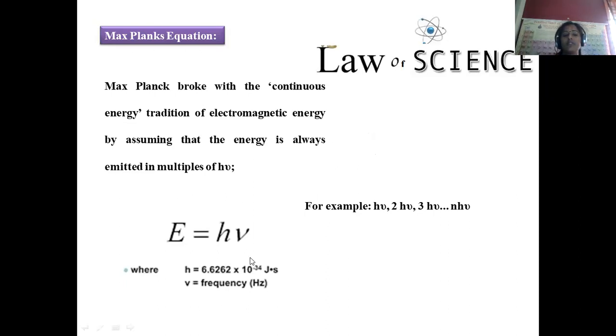Planck's law is a very essential fundamental which gives the energy as equal to h nu. Max Planck broke the continuous energy tradition. Earlier, energy was always considered to be continuous. That continuous energy concept was completely broken by Max Planck. Rather, he suggested that energy passes in certain packets like h nu, 2h nu, 3h nu. In these packets, light is propagating.